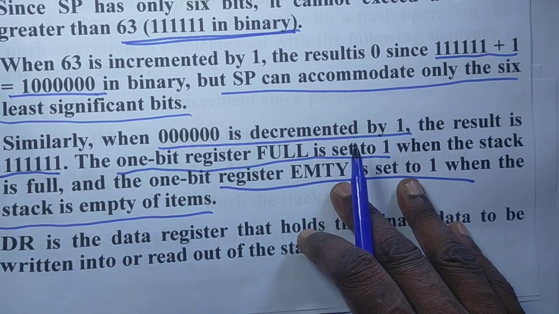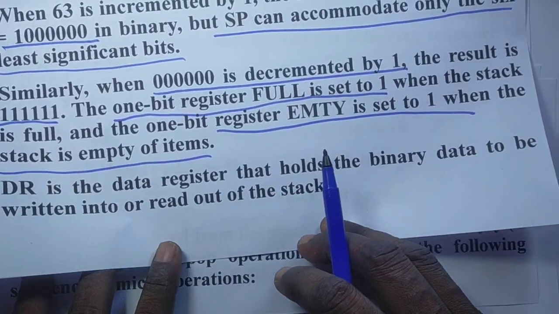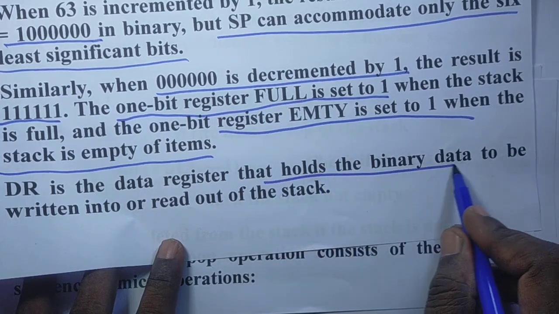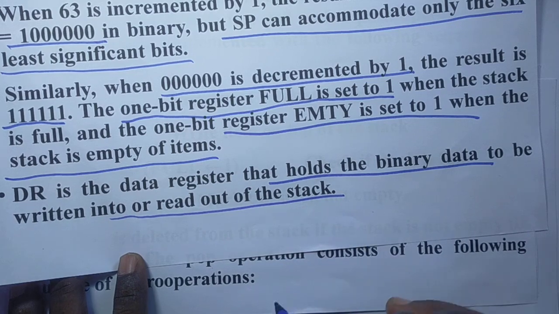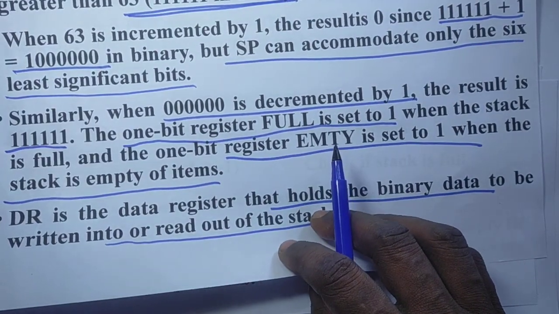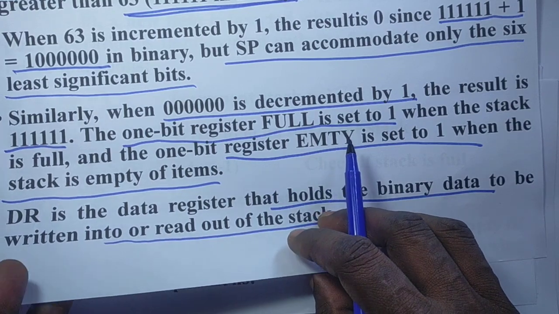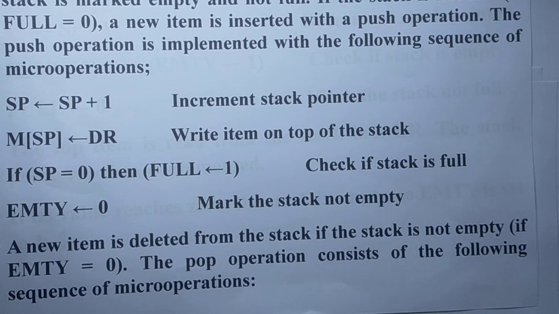Now there is another concept also, the DR. The data register holds the binary data written into the stack and read from the stack. Whenever any data enters the stack, the role of the DR or data register is important. It reads the data from the stack. This is the basic concept.